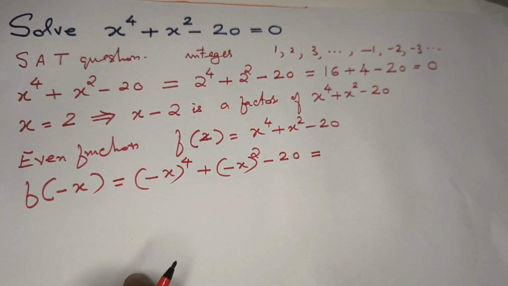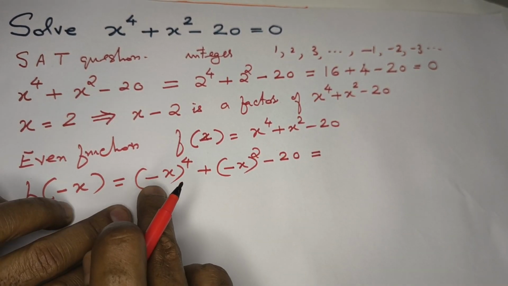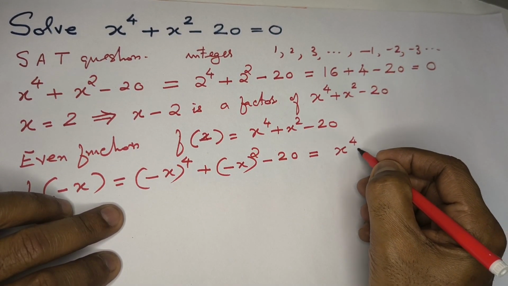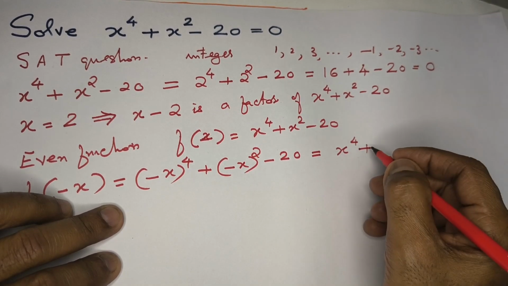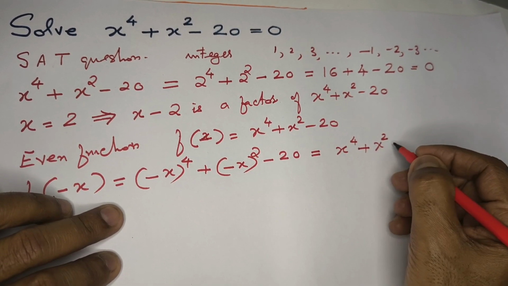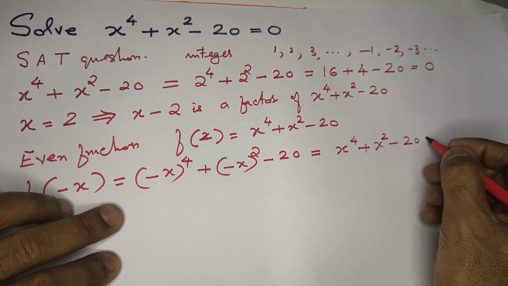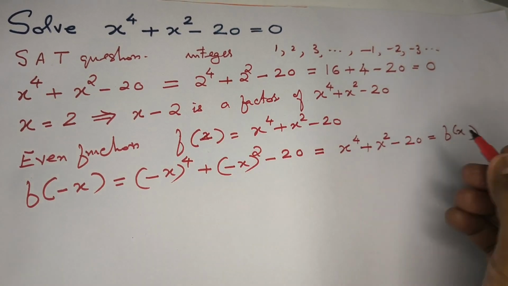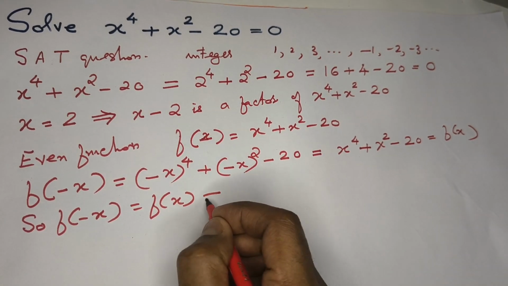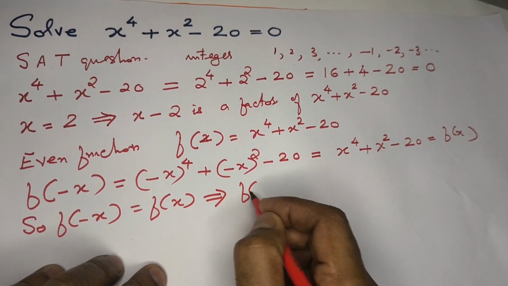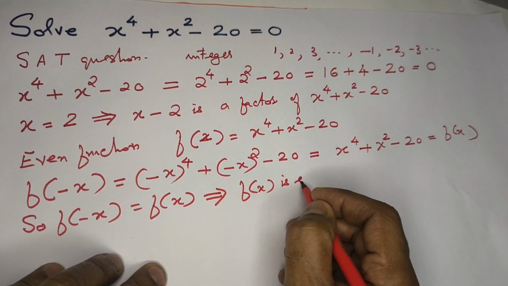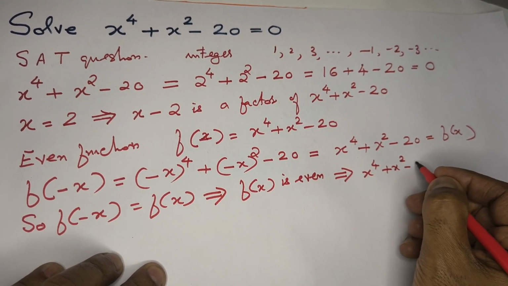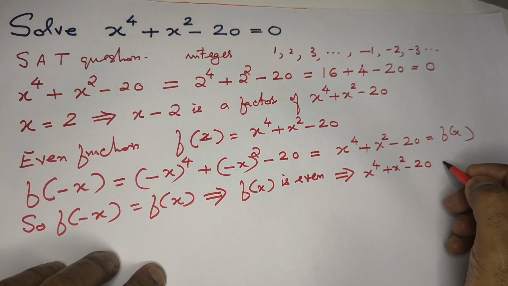On further simplification, minus into minus 4 times, that's the meaning of this, will give you x power 4. Again, minus into minus is plus. So you will get x square minus 20. This is actually what? f(x). So f(-x) equals f(x). This implies f(x) is even. That means x power 4 plus x square minus 20 is an even fourth degree polynomial.